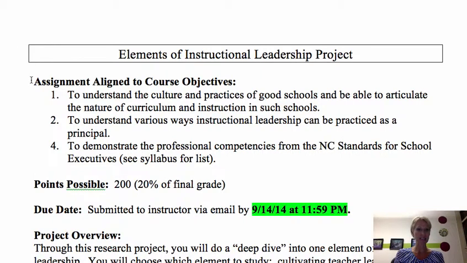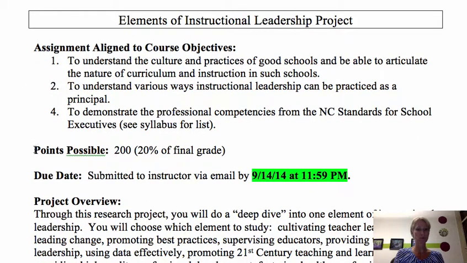This project is aligned to the following course objectives. It's aligned to understanding the culture and practices of good schools, and it's about being able to articulate the nature of what curriculum and instruction in such schools looks like. It's also aligned to the goal to understand various ways instructional leadership can be practiced as a principal or educational leader. And also, in all of the projects and assignments for this class, you are expected to demonstrate the professional competencies from the North Carolina Standards for School Executives. You can see the syllabus for that list.